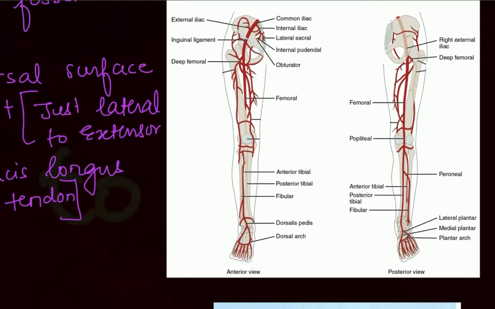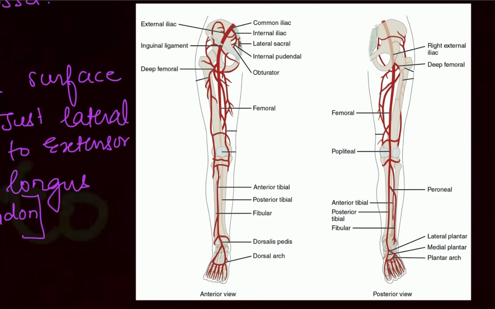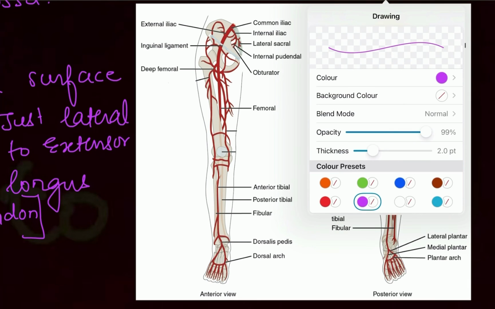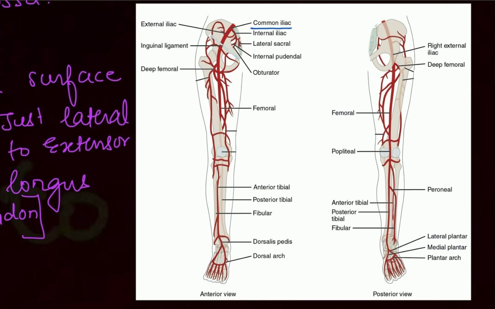Now lastly, let's look at the arteries and revise them one more time through this picture. You can see in this picture the common iliac artery, which is divided into the external iliac artery and internal iliac artery. And here is the inguinal ligament, which runs from the anterior superior iliac spine to the pubic tubercle. Just as the external iliac artery crosses this inguinal ligament, we call this the femoral artery. So this which you're seeing is the femoral artery.